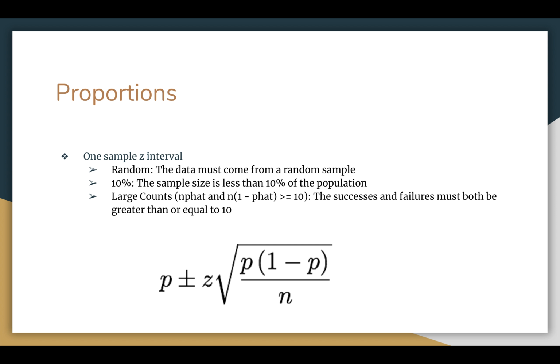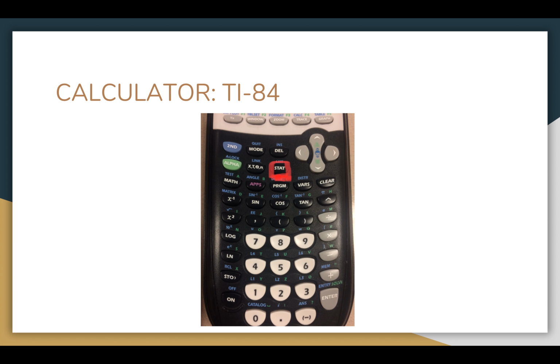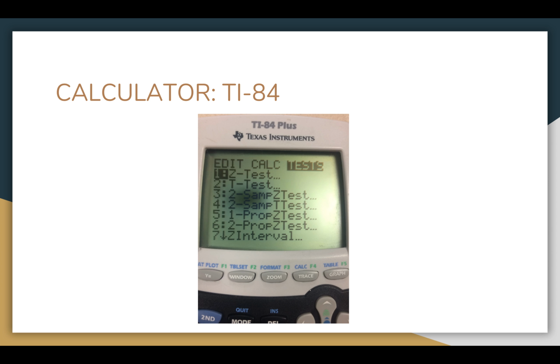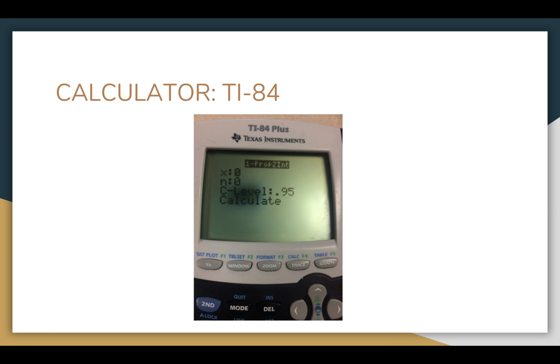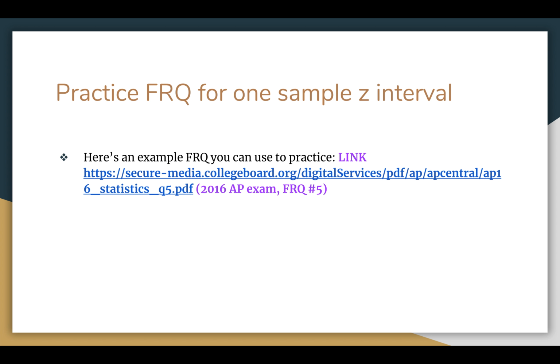You can always do this equation using a special function on your calculator. Here, I'll show you how to do it with a TI-84. First, you choose stat, and then press test. From the tests that are given, you choose 1-PropZInt. Enter all the values, highlight calculate, and press enter. Here's an example FRQ you can use to practice.